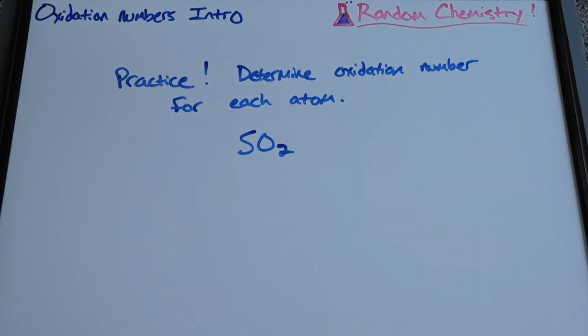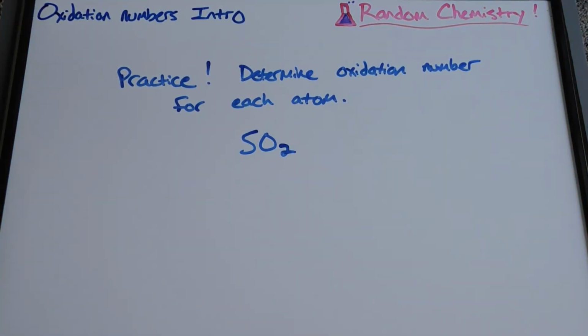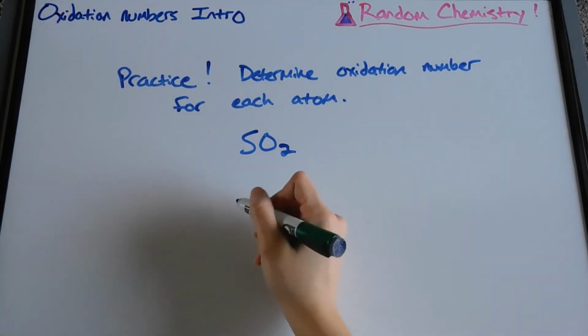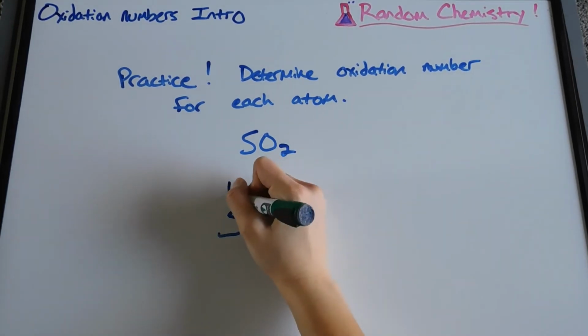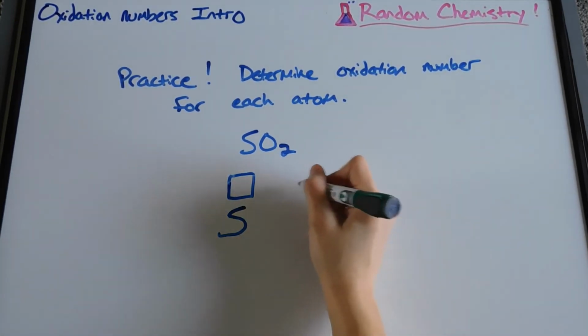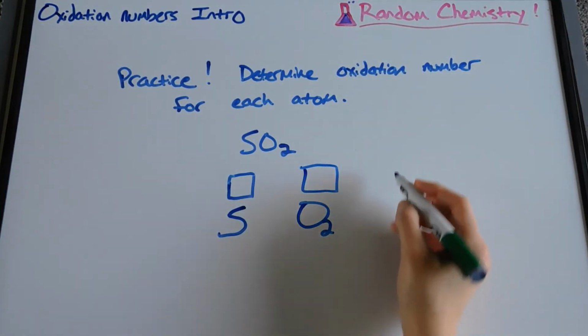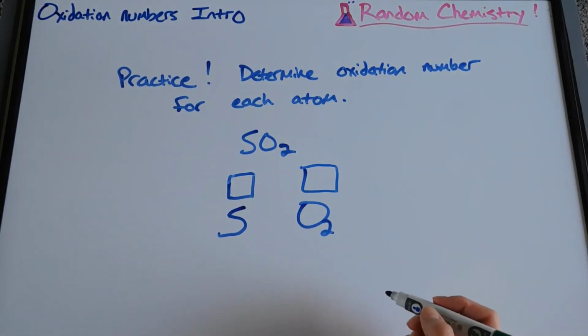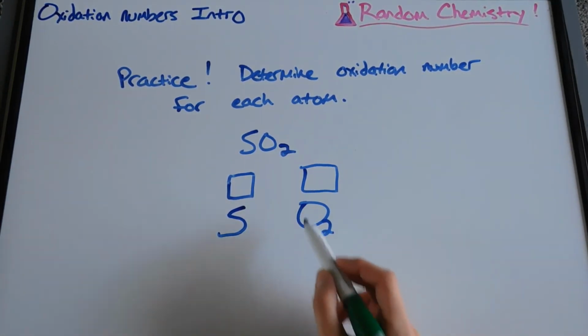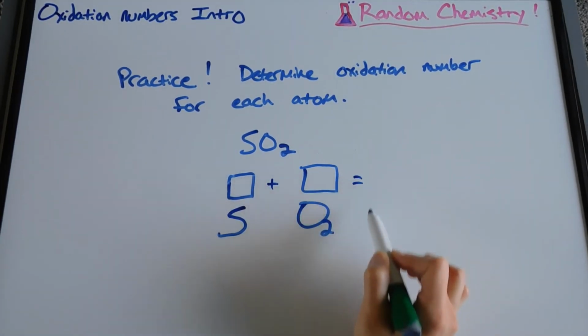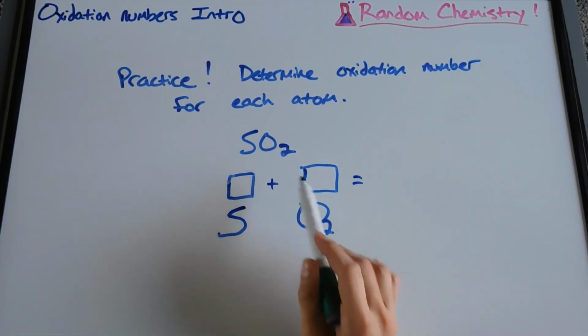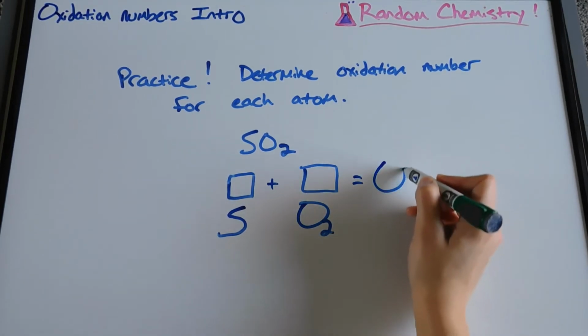Now that we've covered the 4 general rules, we're going to practice. We're going to determine the oxidation number for each atom in this formula, SO2. The first thing I do when I'm trying to determine oxidation numbers is to draw boxes over each element. So this will hold the oxidation number for sulfur, and this will hold the oxidation number for O2. According to Rule 4, if you add up the oxidation numbers, they should equal the charge. This formula has no charge, so when I add them together, it's going to equal 0.